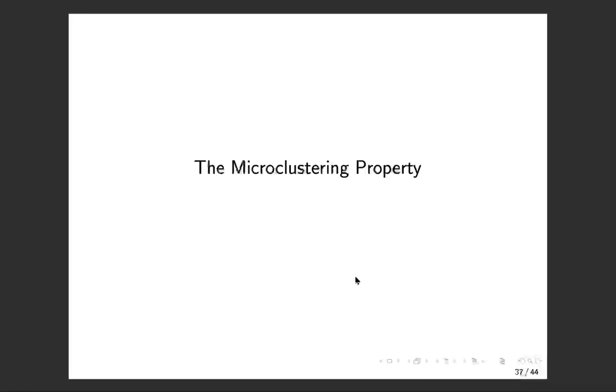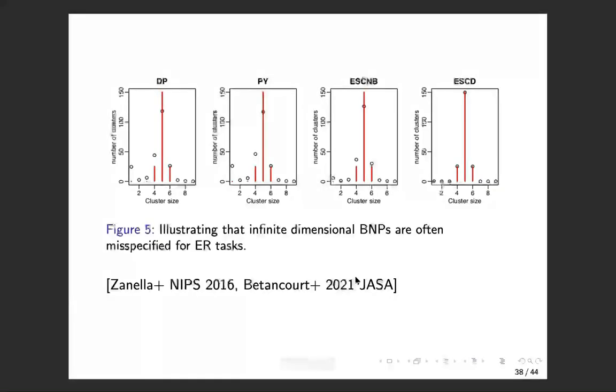Finally, I'd like to briefly comment on something known as the microclustering property. Specifically, the microclustering property is something I defined in my NSF Career Award, where as the number of records grows, we find that the size of the clusters grows sublinearly. And we can kind of see this here. This means that infinite dimensional BNPs are going to be inappropriate for these types of tasks as the number of records goes off to infinity.